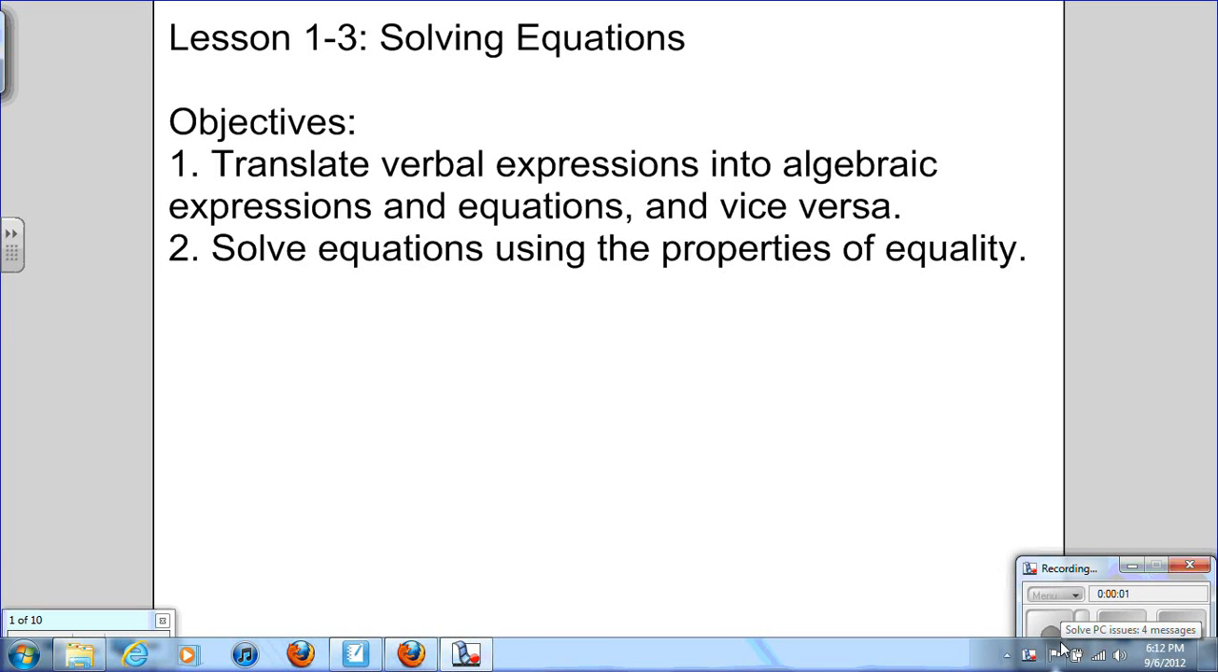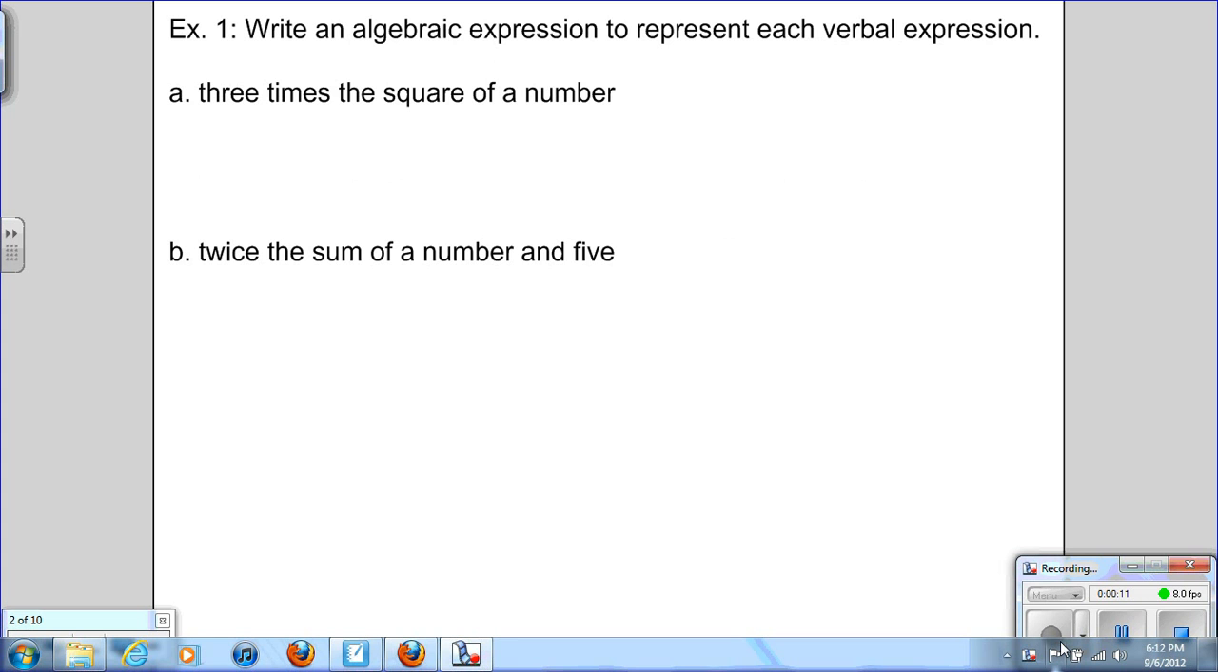Lesson 1-3, solving equations. Today we're going to focus mostly on translating verbal expressions and also the properties of equality. So we need to write an algebraic expression to represent the sentence.